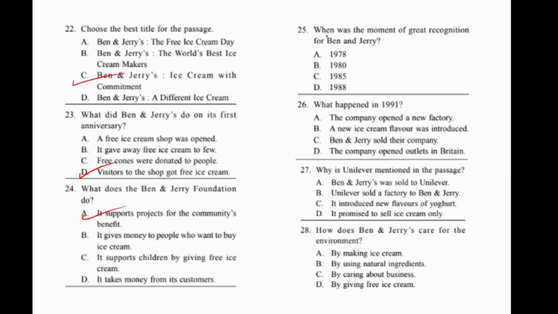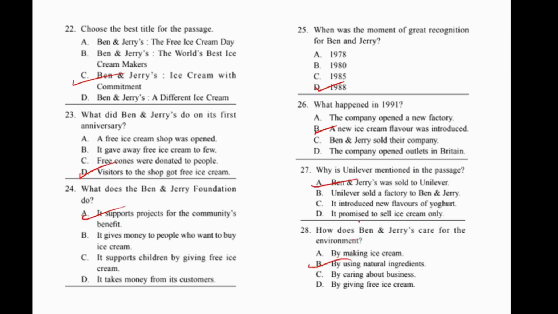Okay. Next, when did the moment of great recognition for Ben and Jerry come? It came in the year 1988. Okay. Now, what happened in 1991? They started a new flavor. Okay, so a new ice cream flavor was introduced in the year 1991. So option B is our correct answer. Next, why is Unilever mentioned in the passage? Because Ben and Jerry's was sold to Unilever. Okay, so that's the reason Unilever is mentioned in the passage. Now, how does Ben and Jerry's care for the environment? How did they care? By using natural ingredients.